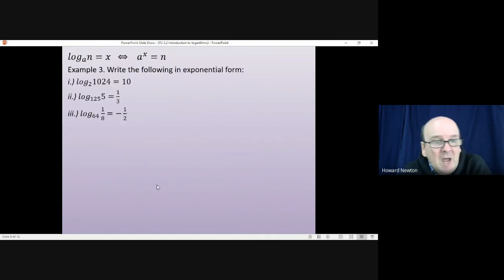What we'll try and do now is move back the other way. So you've got three statements written in logarithmic form, and this time you have to write those statements in exponential form. Again, I'll let you have a go at doing this yourself first. So pause the video, have a go, and come back to me when you're ready.